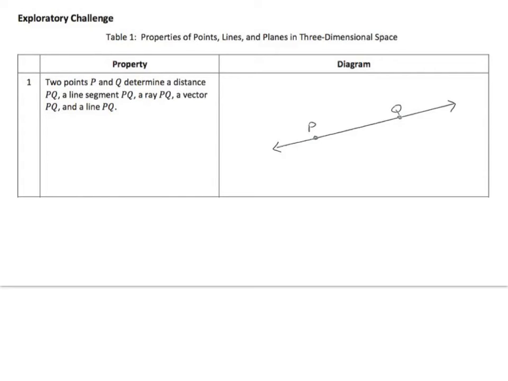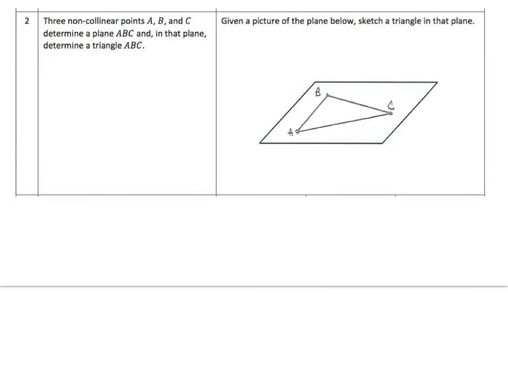So here we have 2 points, P and Q. They determine a distance, PQ, a line segment, PQ, a ray, PQ, a vector, PQ, and a line, PQ. So I drew a line, I labeled it PQ. Notice the arrows on both ends. Here we have 3 non-collinear points, A, B, and C. They determine a plane ABC, and in that plane they determine a triangle ABC. So I drew a triangle on the plane and labeled it ABC.